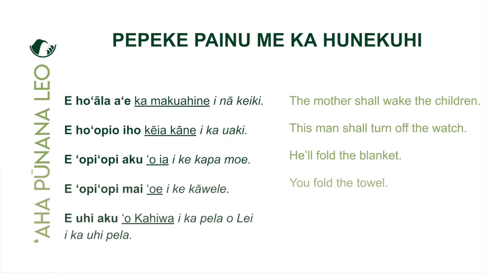And the final example, e uhi aku o kahiva, i ka pela o lei, i ka uhi pela. When we looked at this the last time, we said that kahiva will cover the bed of lei with the sheet. But in this case, we're looking at the word aku that has been added into the pepeke following the painu of uhi. So e uhi aku o kahiva, i ka pela o lei, i ka uhi pela. So maybe kahiwa is in another room, or kahiwa is far away from the person speaking. So we're talking to someone and saying that kahiwa will do that. We're not talking directly to kahiwa. We're talking to someone about kahiwa, and kahiwa will cover the bed of lei with the sheet. Not you, not him or her, but kahiwa. In this case, you would use aku.